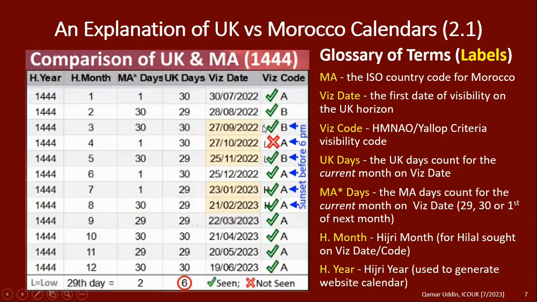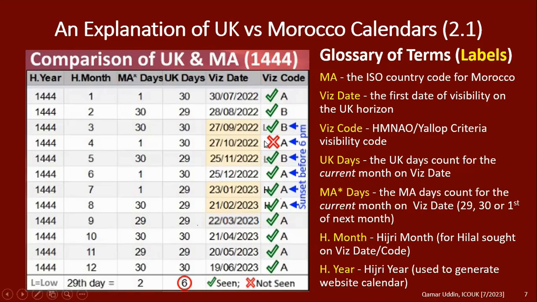Before I move on, I want to point out that L under this code is low altitude, because we are approaching a special phenomenon called lunar standstills, where for a few months the moon is going to be very low on the horizon on both 29th and 30th. And then after a few months, it's going to be very high.